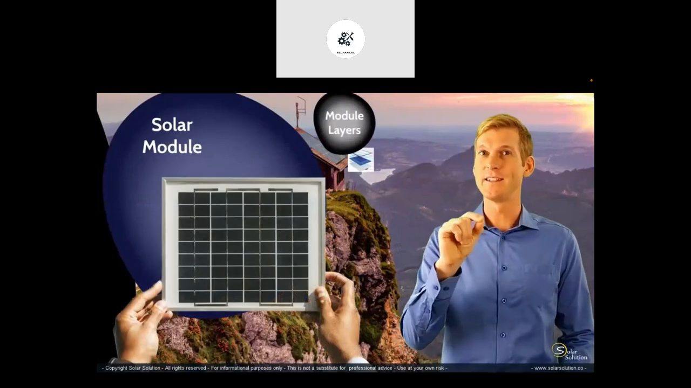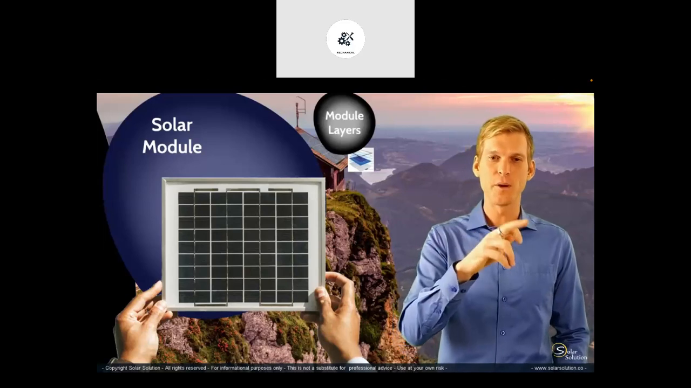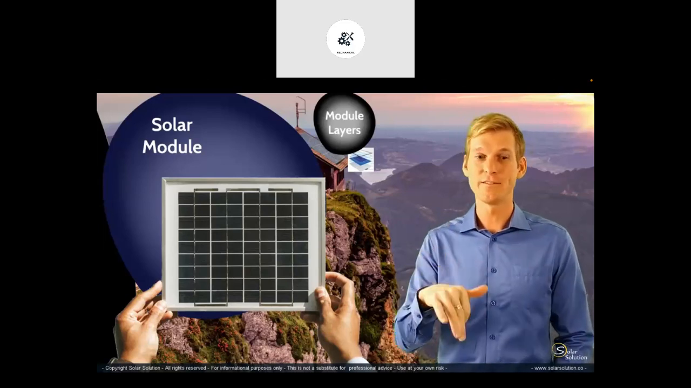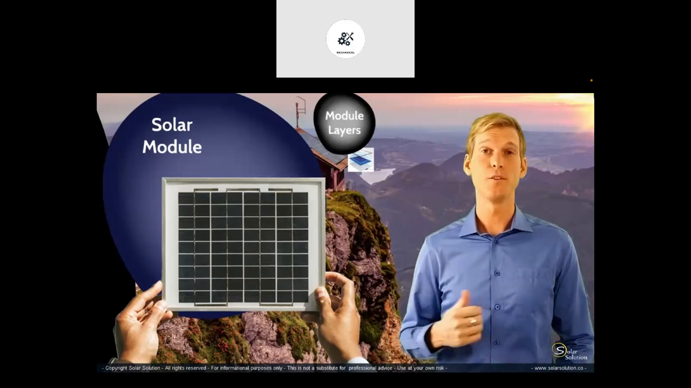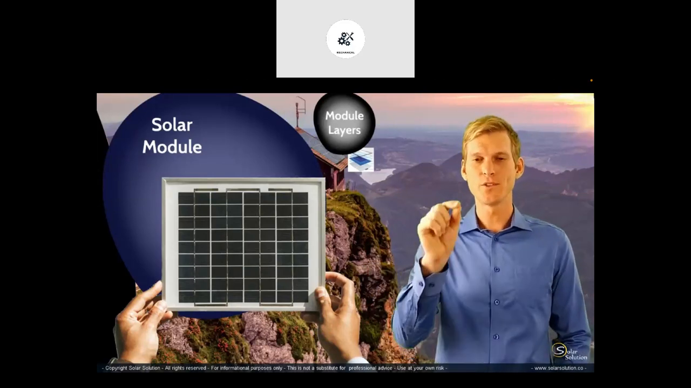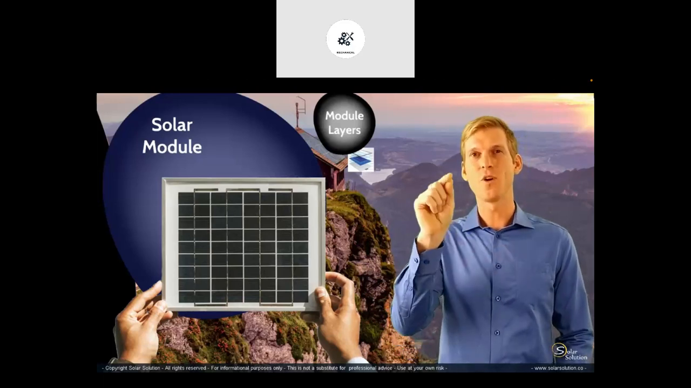Now, if we combine all the solar cells together, then we are creating a solar module. This is probably something you easily recognize. And here you can identify the individual components, right? You have the solar cells, you have the bus bars connecting all the cells together, you've got the frame around it and the backing sheet. So this is a solar module.